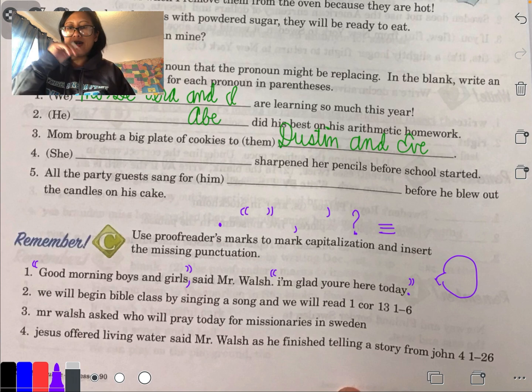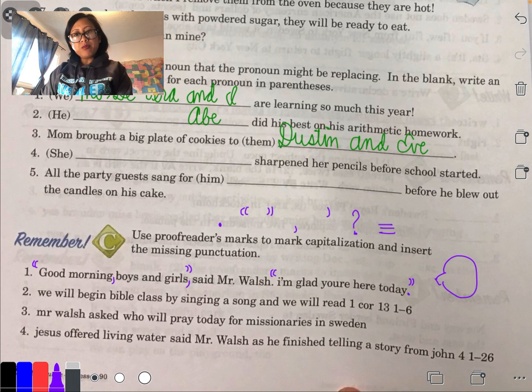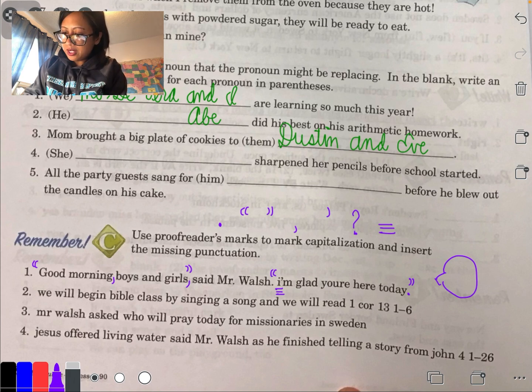But I also noticed that there are still some errors. For example, there are comma errors. Like in good morning, boys and girls. Since he's speaking to the boys and girls, we need a comma after morning. Good morning, boys and girls. And then in the I'm glad you're here today, I'm should be capitalized. And then you see how this your, that means I'm glad you are here today. So we need an apostrophe right there. And then that's it. We're good.